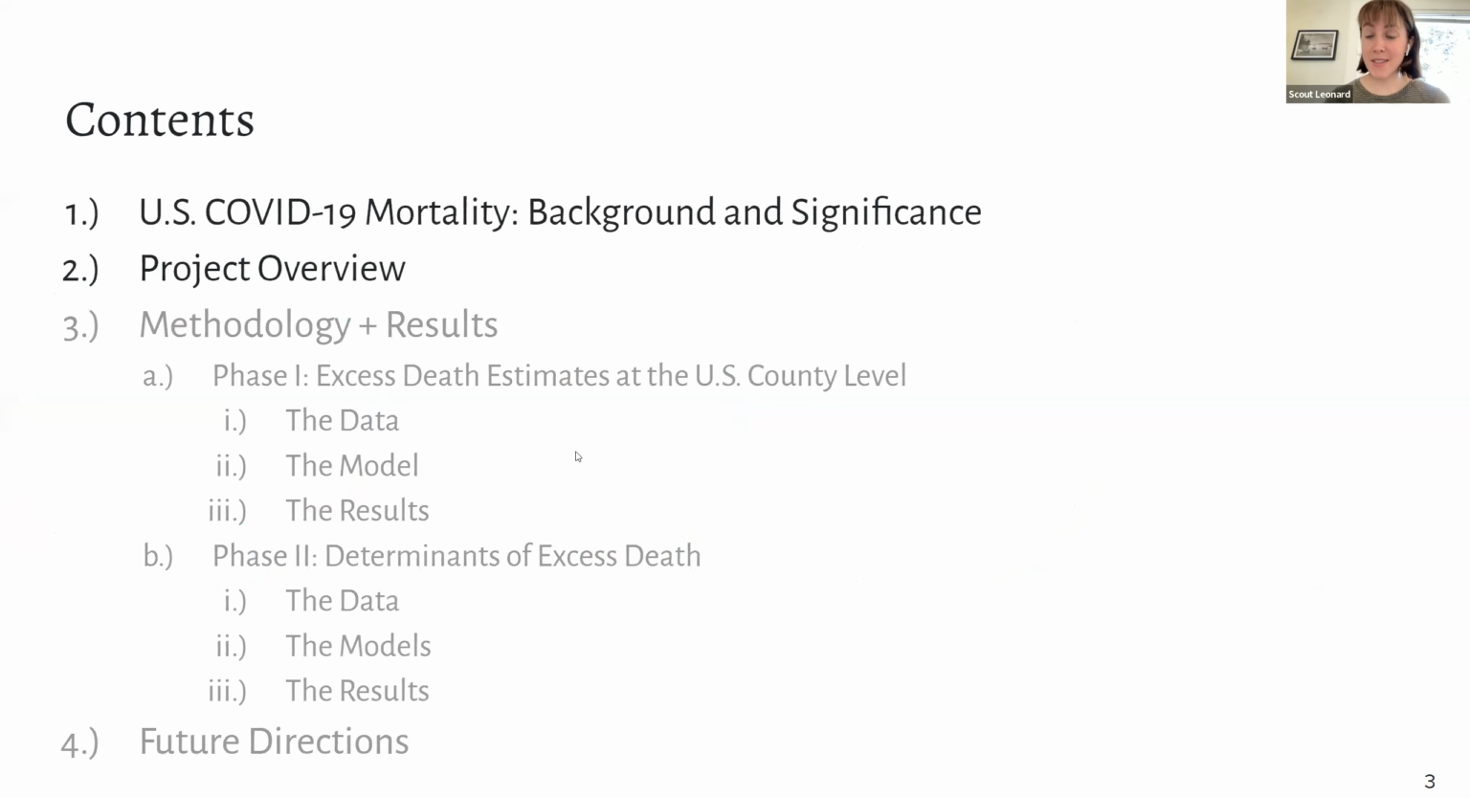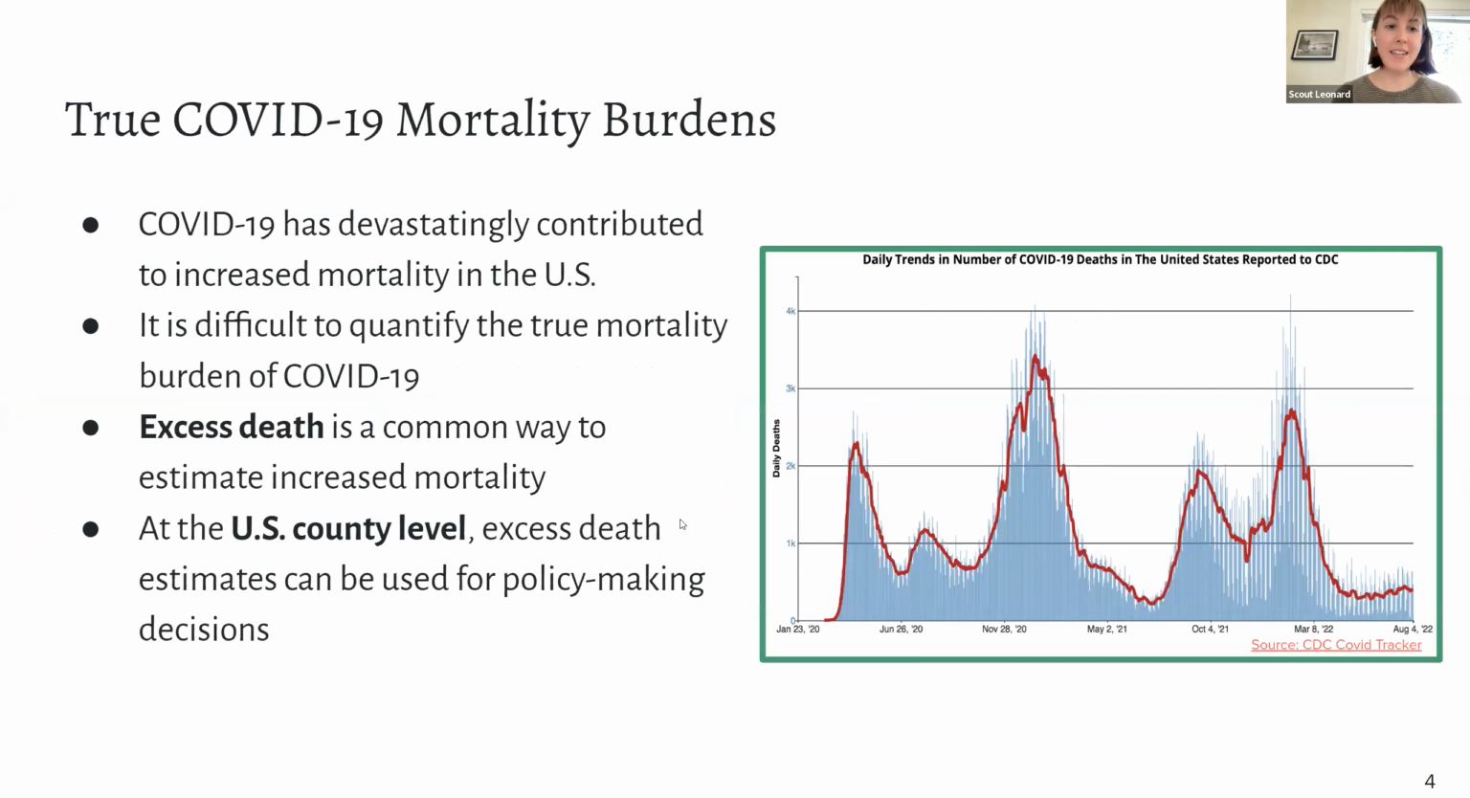So I'm going to get us started with some background and some of the significance for public health that motivates our project and give us a quick overview. Since the start of the pandemic, more than 1 million Americans have died of COVID-19. COVID-19 has contributed to increased mortality in the US, but it's hard to know how much of that mortality has been accounted for. Attributing cause of death to COVID-19 has been and remains a challenge.